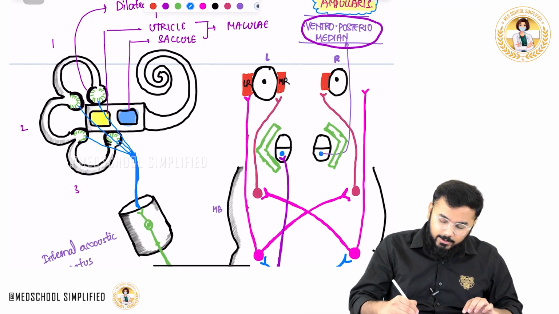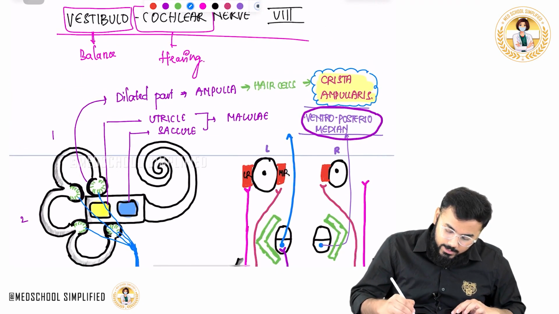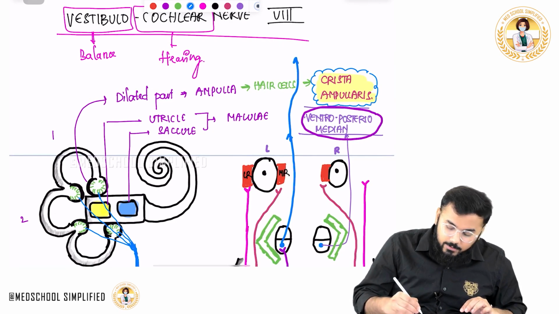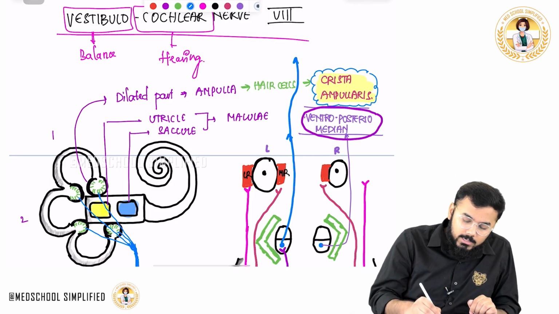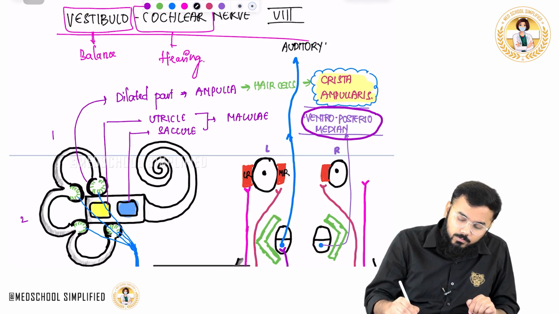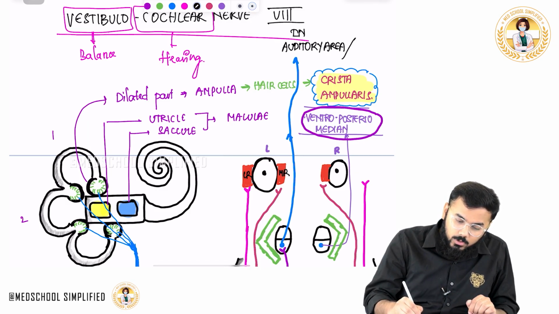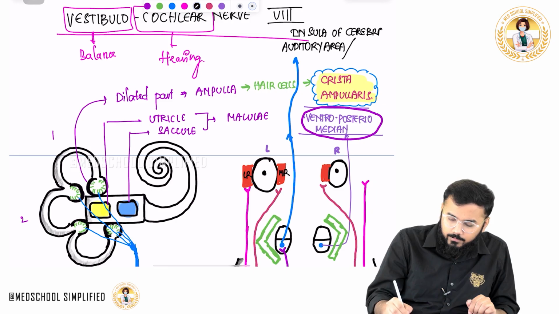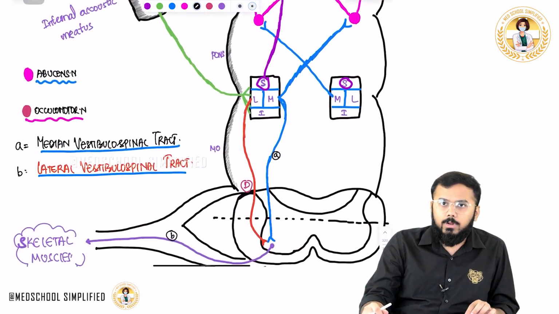And now what will happen is that from the ventroposterior median nucleus again the fibers are going up. Okay, let me write it down. The fibers are going up where it is going to the cortex. Okay, they are going up to the cortex. Which cortex are they going up? They are going up to the auditory area, or they are also going up to the insula of cerebral cortex. Okay, they are going up till the insula of your cerebral cortex.